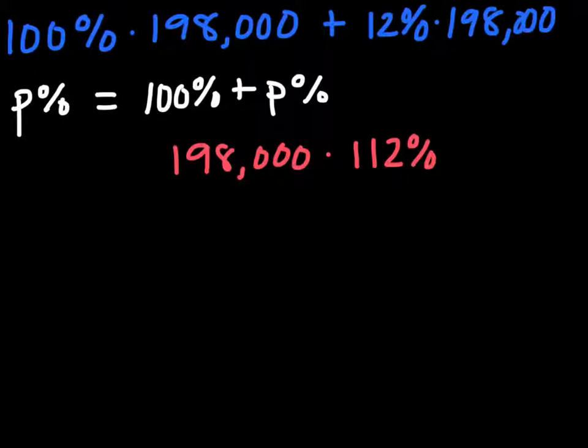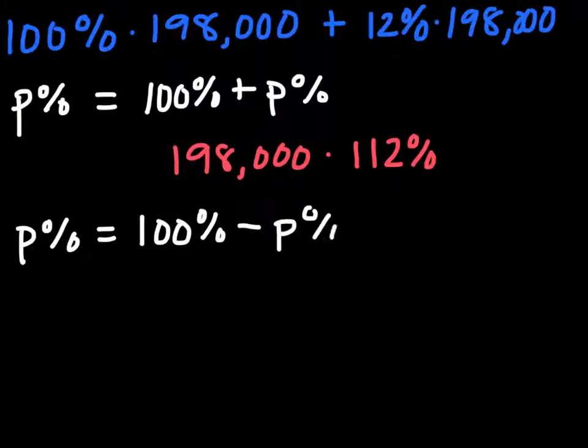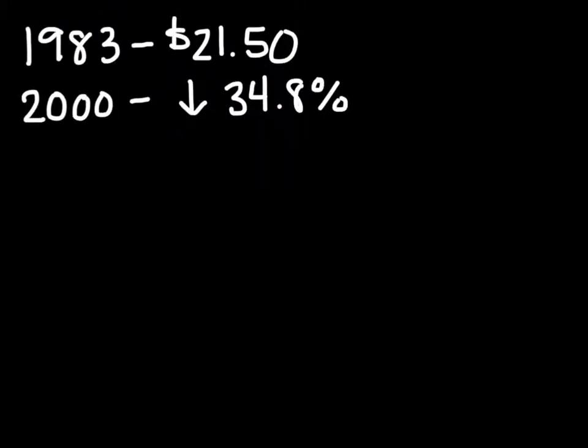For percents of decrease, we could multiply the original amount, which represents our 100%, and subtract our percent of change. Let's work an example that does this right now. In 1983, the average price of an audio CD was $21.50. By 2000, the average price had decreased by 34.8%. What was the average price of a CD in 2000?